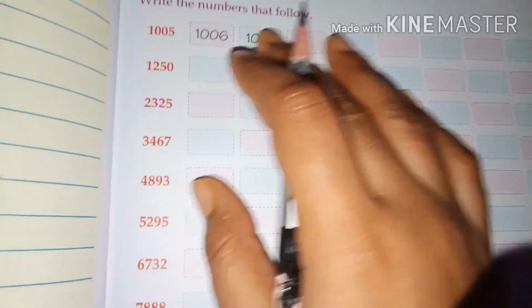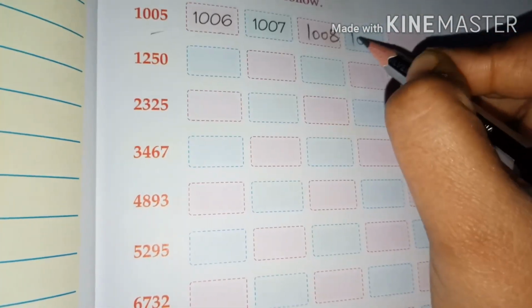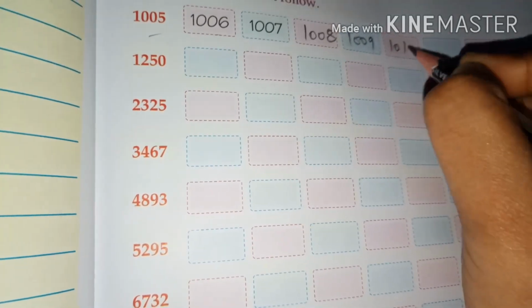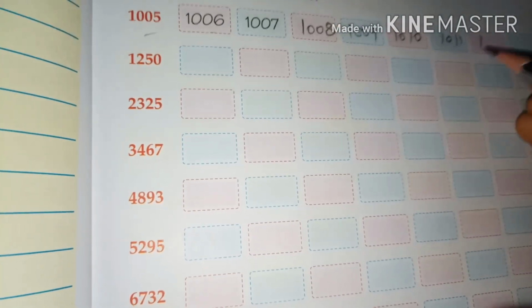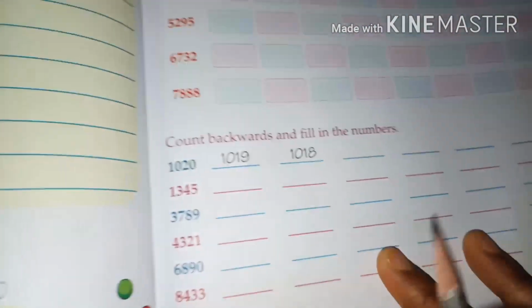Next question is write the number that follows, that is, you have to write the counting. So it is 1005, 1006, 1007, then it will be 1008, 1009, 1010, 1011, 1012, 1013 and 1014. In this manner you have to write these questions.